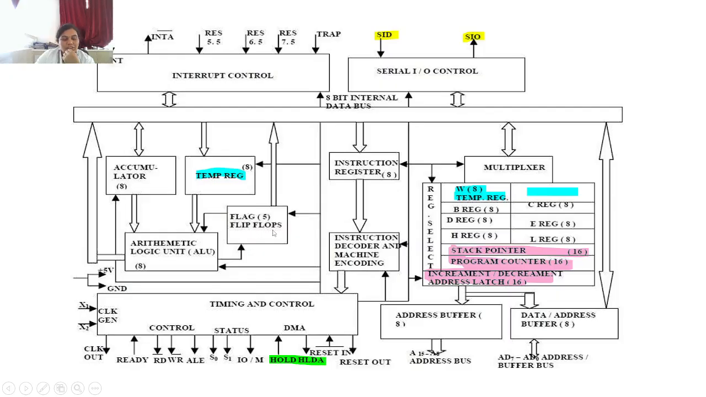These flags are used to provide the status of the arithmetic and logic unit. And then interrupt signals are used. Among the interrupt signals are INTR, RST 5.5, RST 6.5, RST 7.5. TRAP has the highest priority compared to INTR. INTA bar is the interrupt acknowledgement signal.